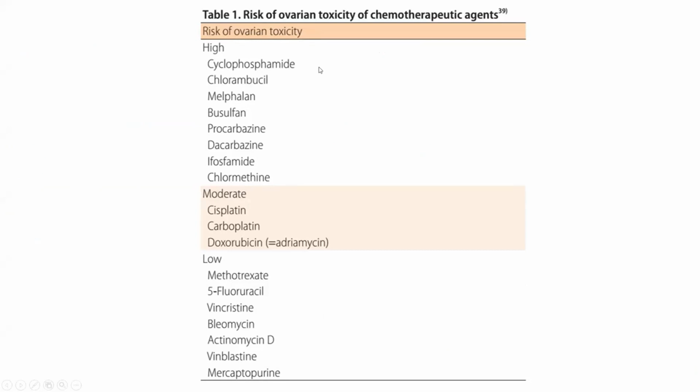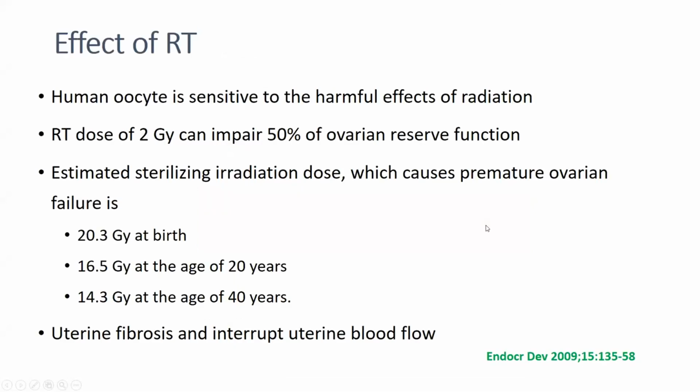So risk of ovarian toxicity depends on the type of chemotherapy drug. These drugs are highly ovarian toxic: cyclophosphamide, ifosfamide, melphalan, busulfan, procarbazine, dacarbazine. Cisplatin, carboplatin are moderately ovarian toxic, and then these are the other drugs: methotrexate, 5-FU, vincristine, bleomycin. These have a low risk of ovarian toxicity.